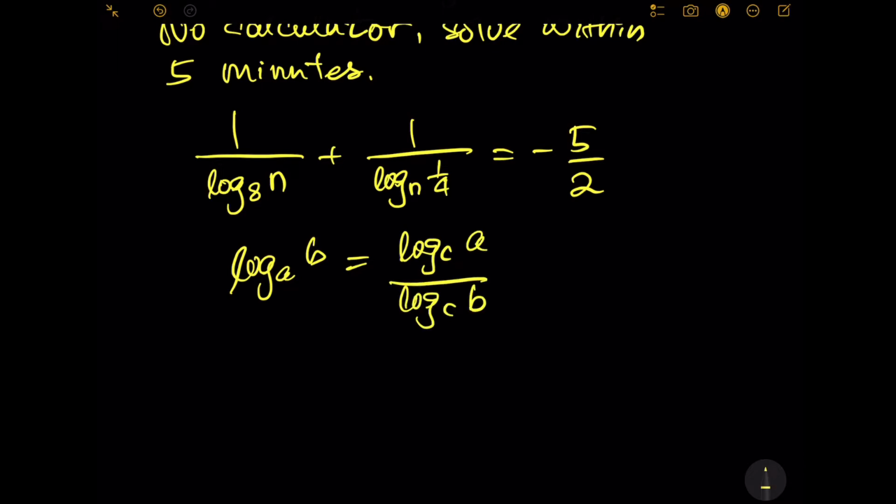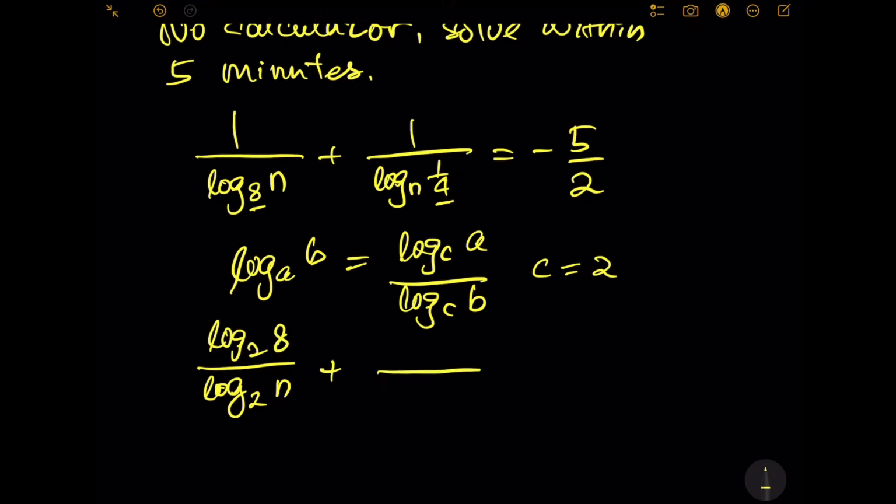Therefore, log base A of B can be changed to log base C using this equation. Here, let's choose a C. Obviously, we have an 8 here and 1 over 4 here. In other words, the base C is actually 2, because 8 is 2 to the power 3, and 1 over 4 is 2 to the power negative 2. The bottom will be log 2 and the top will be log 2 of 8, plus the bottom is log 2 of 1 over 4.